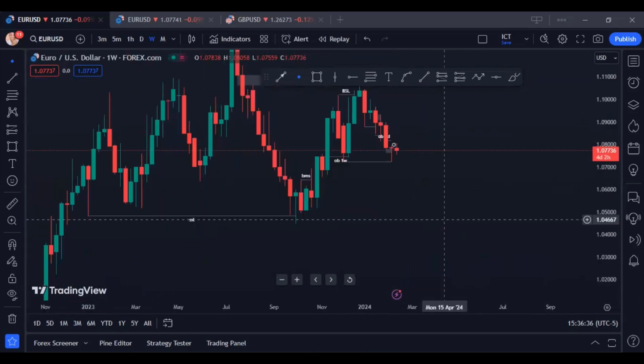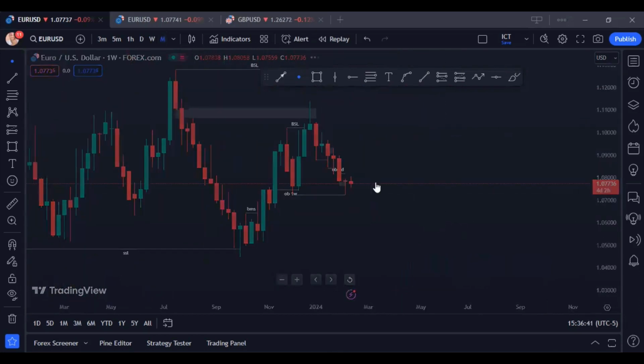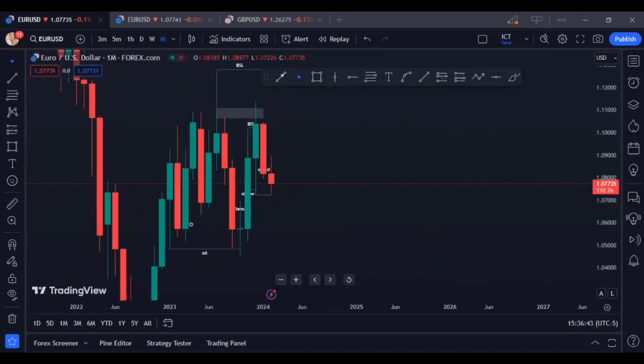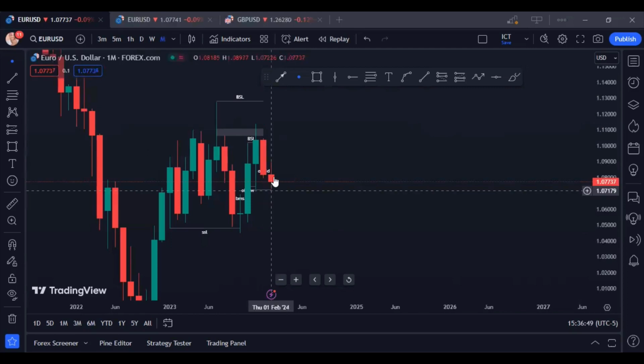Let's check the weekly time frame. What do you have? You can see the same narrative, guys. Let's check the monthly time frame. The same narrative. External liquidity was taken. Central liquidity returning to this other block. Reversal confirmed. Previous month low taken. We're expecting what? A bearish close this month.